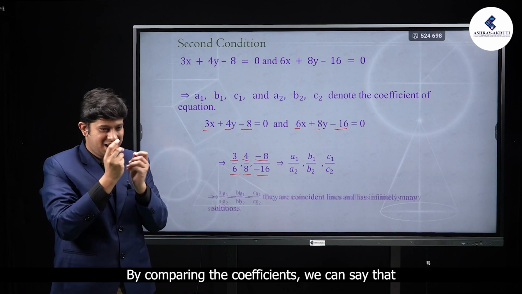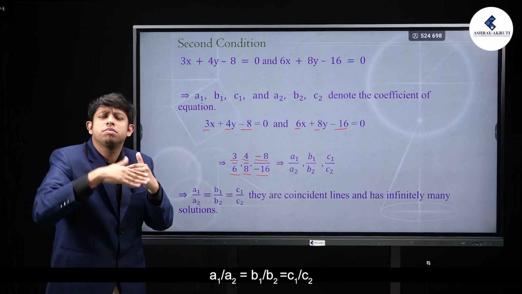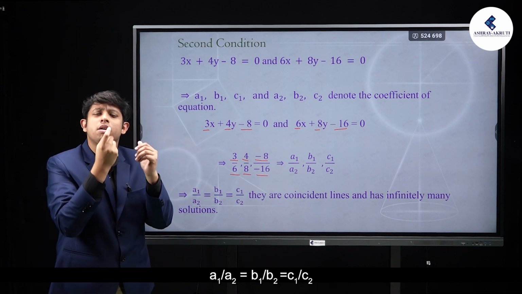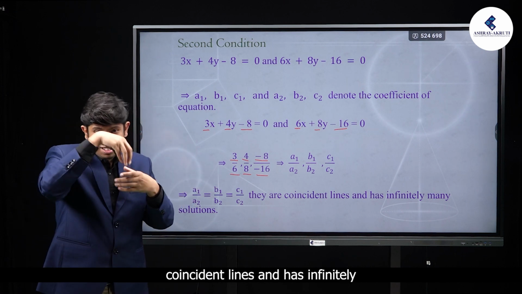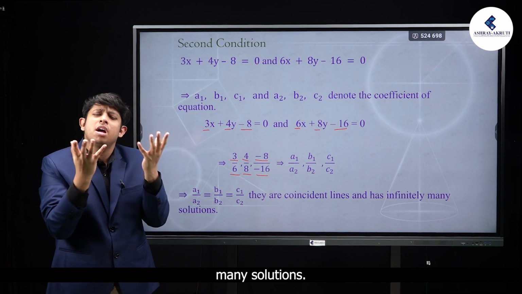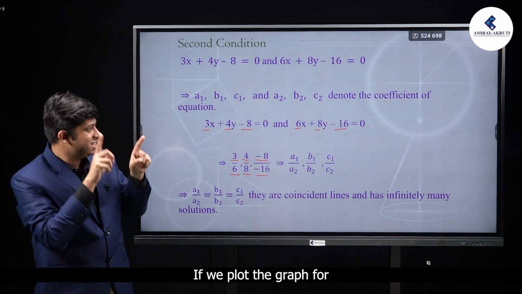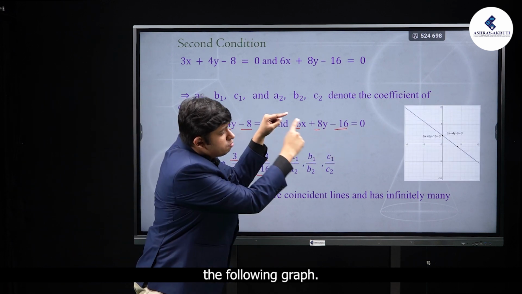By comparing the coefficients, we can say that a1 by a2 is equal to b1 by b2 is equal to c1 by c2. They are coincident lines and have infinitely many solutions. If we plot the graph for the given equations, we get the following graph.